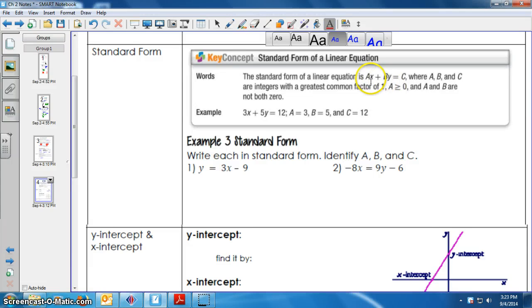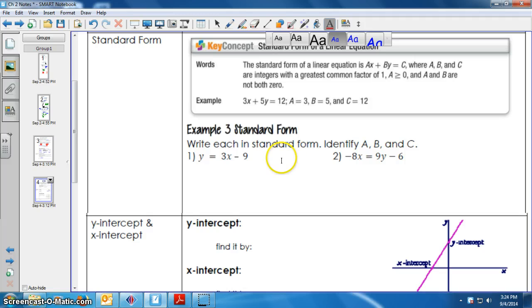The other important thing is that A, our front number, has to be greater than or equal to 0. So it can't be negative, and it has to be a whole number. So, or it can't be equal to 0, it has to be greater than 0. So these two numbers, A and B, have to be greater than 0, but A has to be that positive whole number. So what we're going to do is get it in that form, move things around. As long as that number that's with our X is a positive whole number, we can just move those things around. So taking a look at number 1, we want to get the X with the Y.